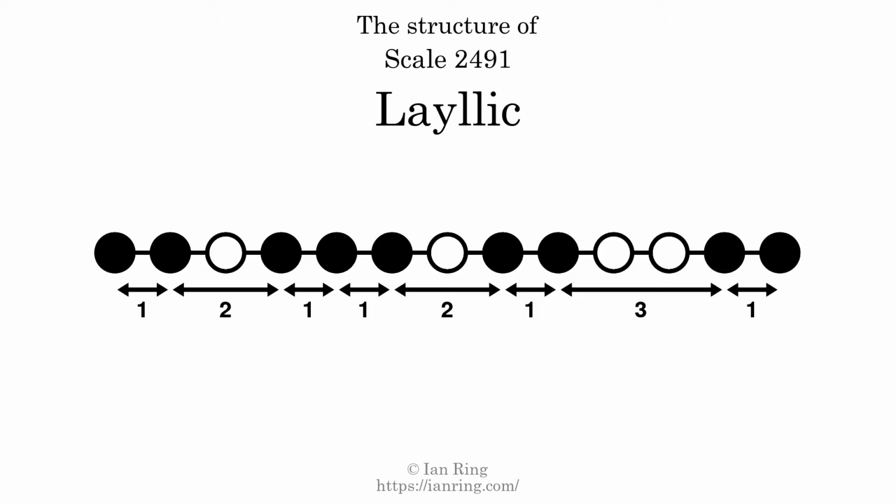The structure of a scale is a description of the interval distance between each successive tone. This scale has a structure of 1 2 1 1 2 1 3 1.